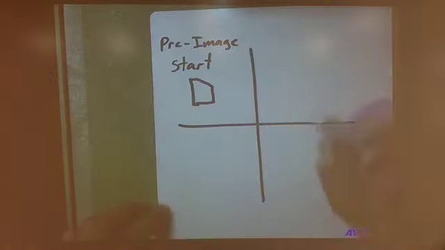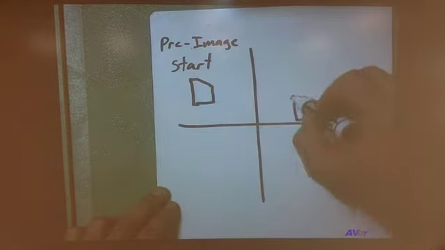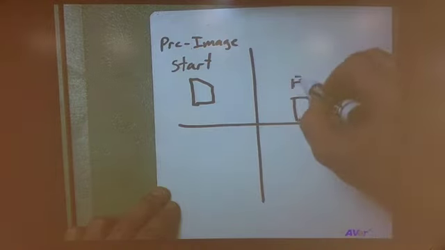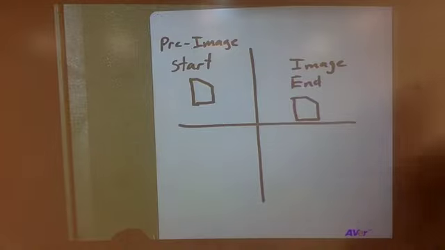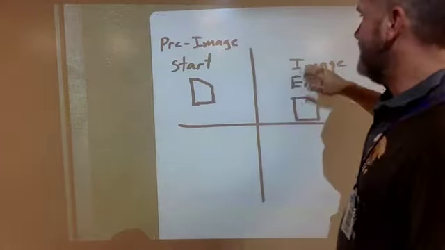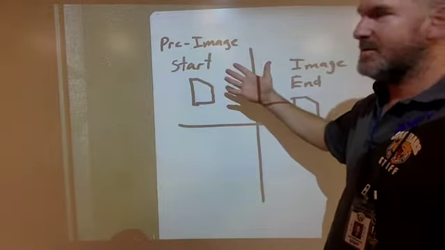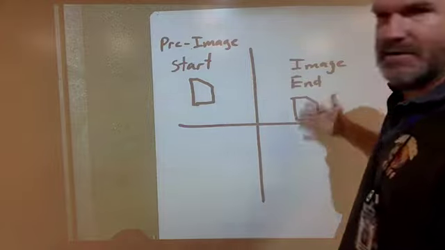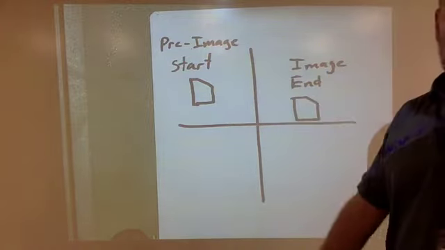And then say I'm going to slide it over to here. That is going to be our end point, and that is going to be called the image. So that's more vocabulary. Yay, I know you love vocabulary. Haha. Pre-image and image. How do you know which one's which? Well, pre means before, so you start before you end up somewhere. So pre-image is where you start from, image is where you end up at.